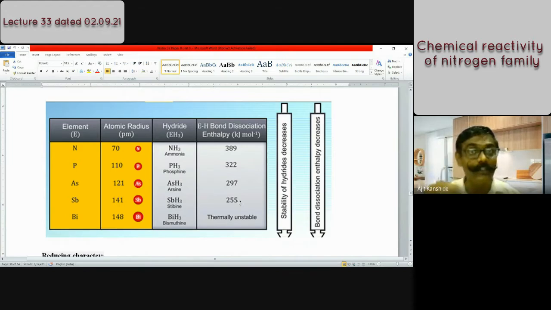It is decreasing, but pay attention to the last hydride. It is thermally unstable, meaning that even at room temperature, at very low energy, it is not able to exist. So if we have to establish the hydride of bismuth, a considerably low temperature is necessary.